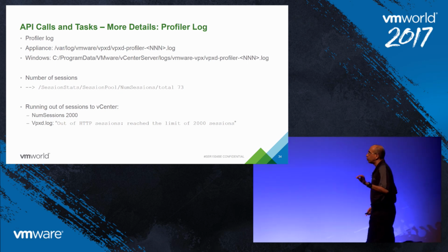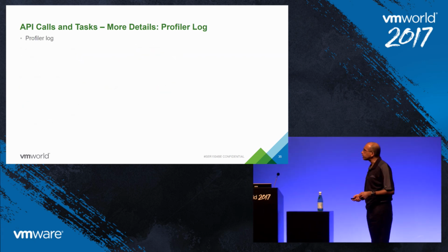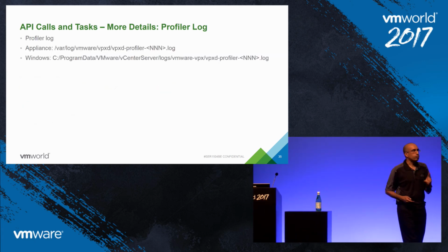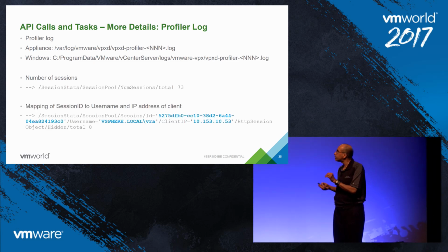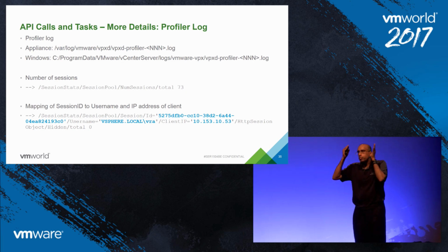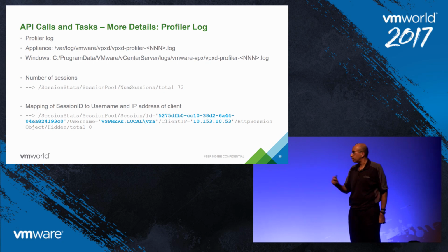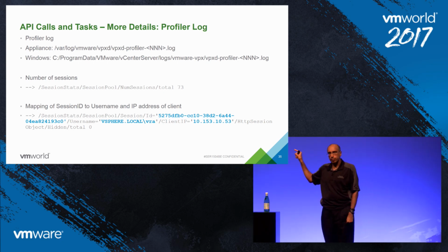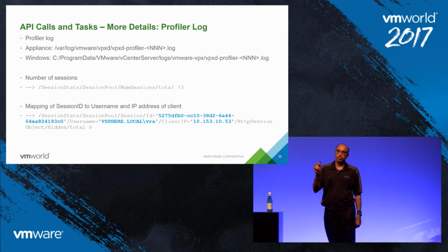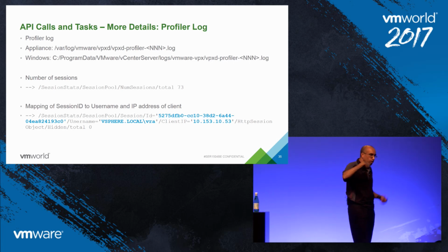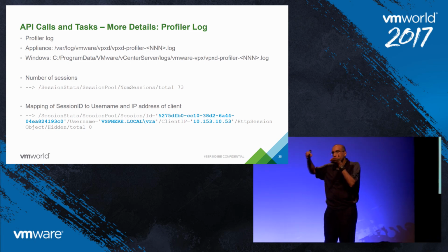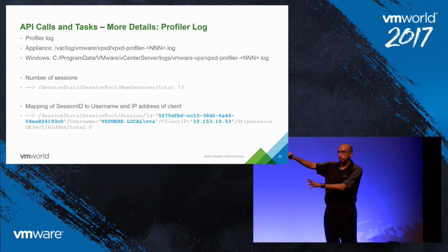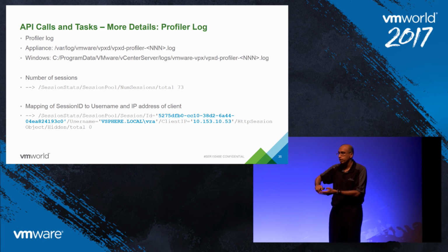So that's step number 1, are you running out of sessions? Step 2, what are those sessions actually doing? In that very same profiler log, in addition to seeing session information, you also see lines like this. It's per session information, and I've highlighted in blue the most relevant pieces: the ID of this session, the username of that session, and the IP address of the session and where it's making that call from. So let's keep this set of information in mind. Again, we're getting this from the profiler log. We've got a session ID, a username, and an IP address.